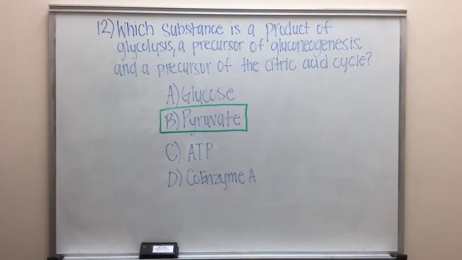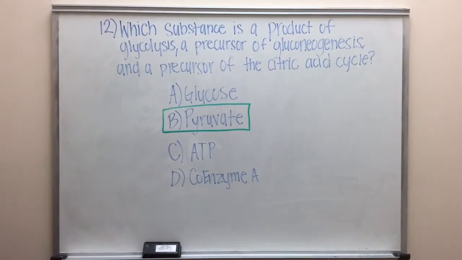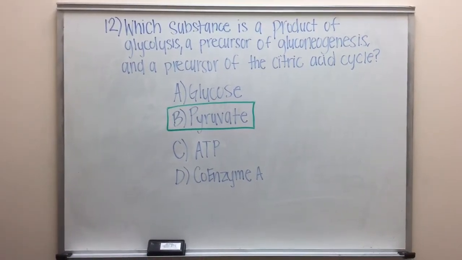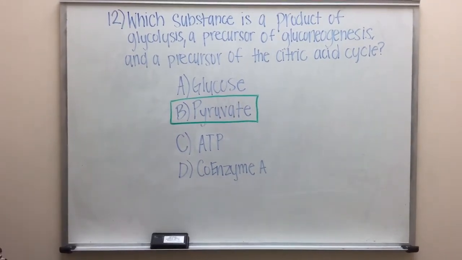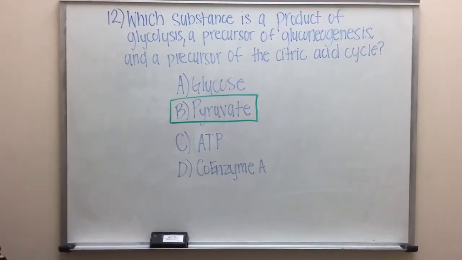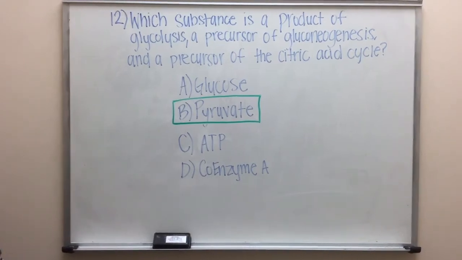Which substance is a product of glycolysis, a precursor of gluconeogenesis, and a precursor of the citric acid cycle? A. Glucose, B. Pyruvate, C. ATP, or D. Coenzyme A?